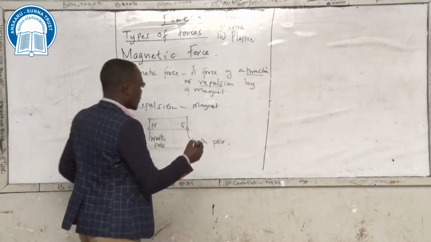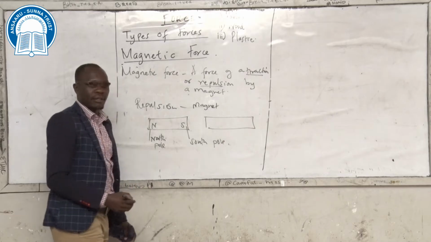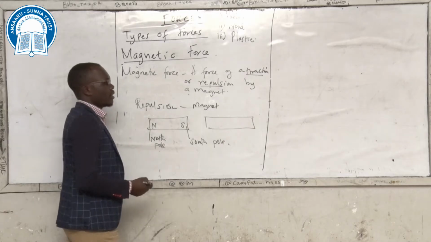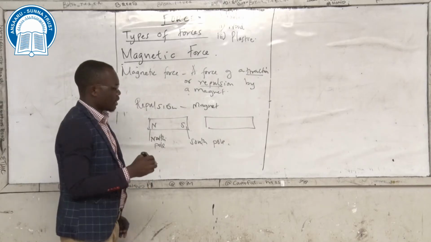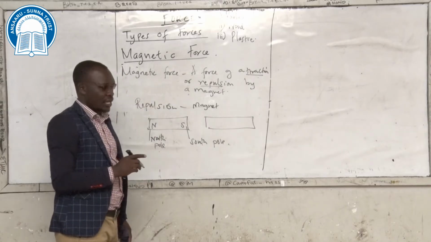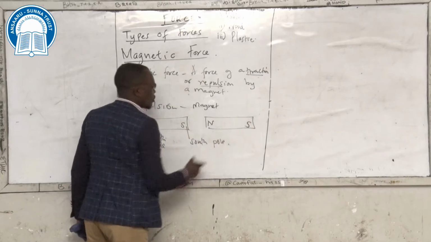So if I have two pieces of magnet and I bring them closer to each other, two things can occur. Either attraction can occur or repulsion can occur. When will attraction take place and when will repulsion take place? To start with, attraction takes place if I bring opposite poles close to each other.